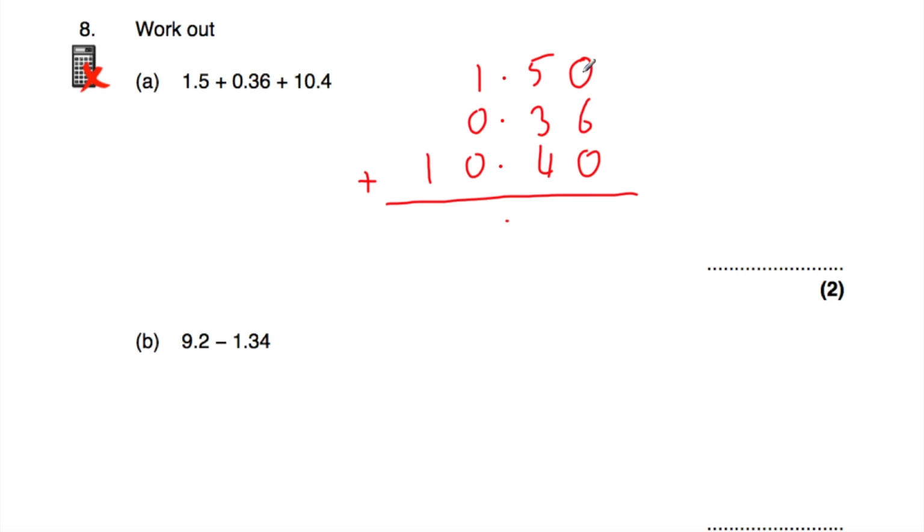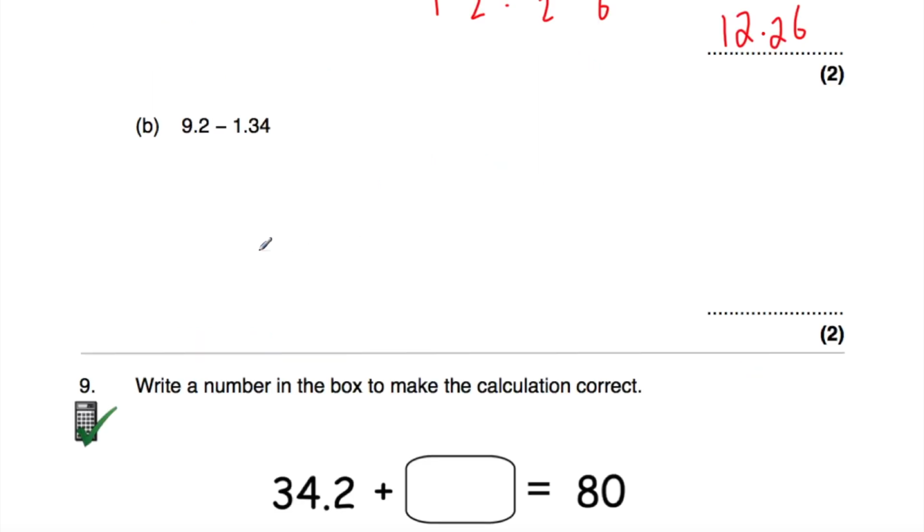Okay, so we're doing addition here. So 0 plus 6 is equal to 6, plus 0 is equal to 6, so put our 6 down. 5 plus 3 is equal to 8, plus 4 is equal to 12, so let's put 2 down and carry our 1. 1 plus 0 plus 0 plus 1 is equal to 2, and then we've got our 1 there. So the answer would be 12.26, and that's it. Okay, let's look at part B.